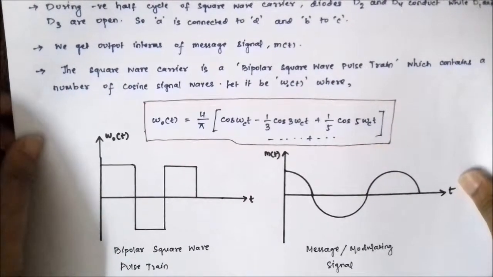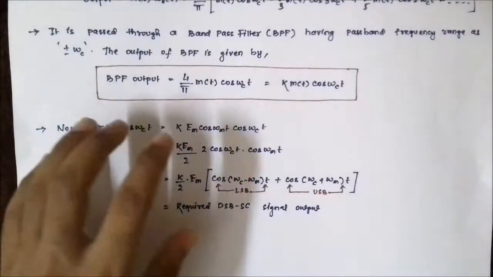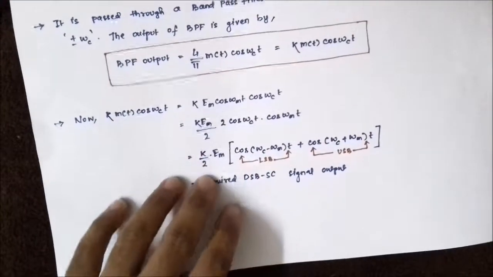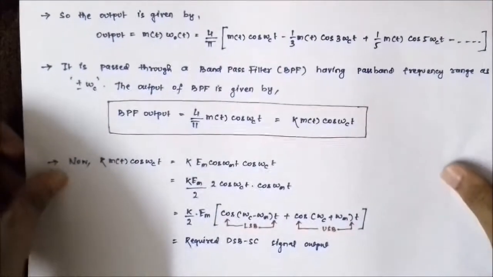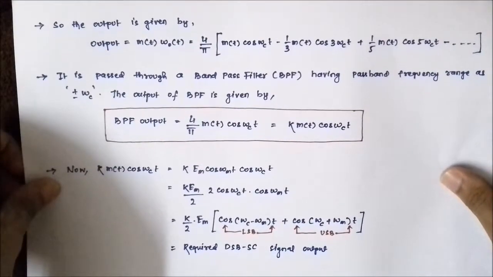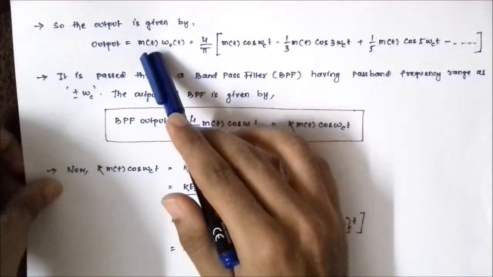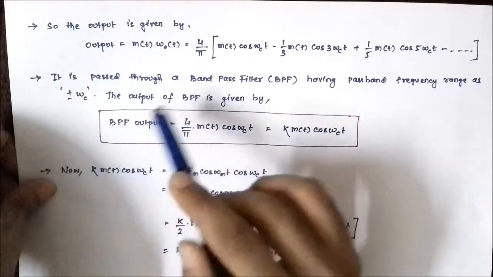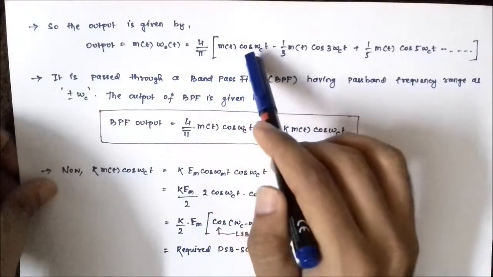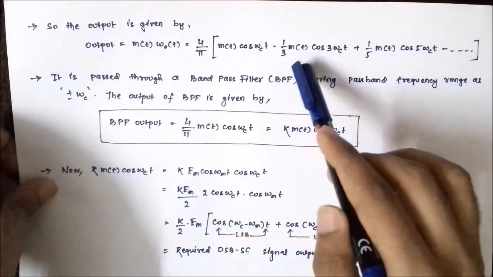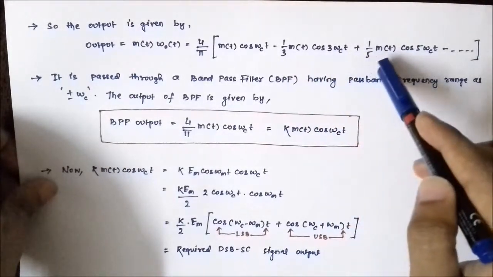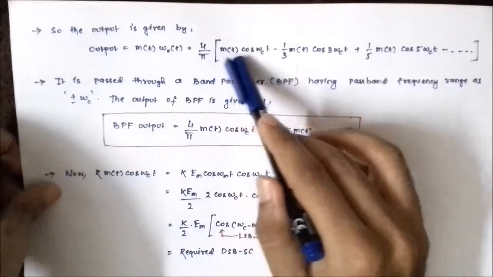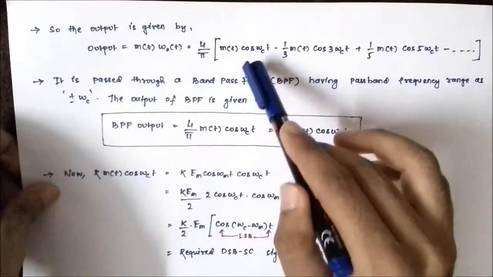Now the output is expressed as the product of the modulating signal and the bipolar square wave carrier, which is given by 4 by pi into m(t) cos omega ct minus 1 by 3 m(t) cos 3 omega ct plus 1 by 5 m(t) cos 5 omega ct, and so on. Now, we need only this part, m(t) cos omega ct.